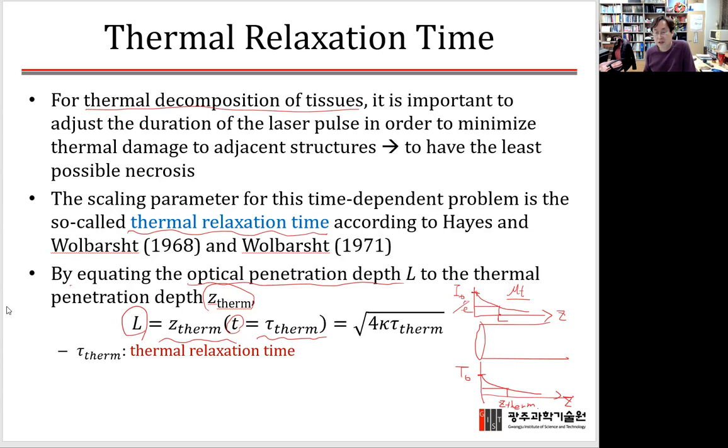And this Z term is also affected by the time. So when you have a longer pulse duration, you have a very long curve here. When you have a short pulse duration, this curve will be getting shorter. So when the time is tau, at that point the Z term is the same as L, and that tau is basically the thermal relaxation time.